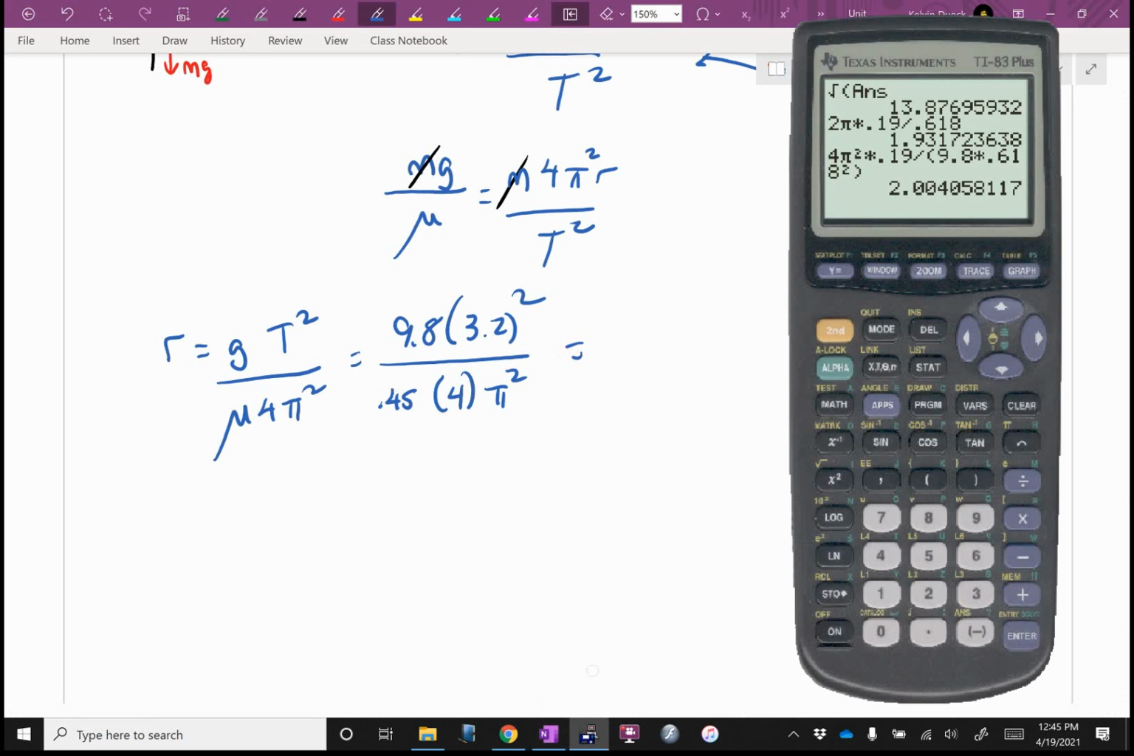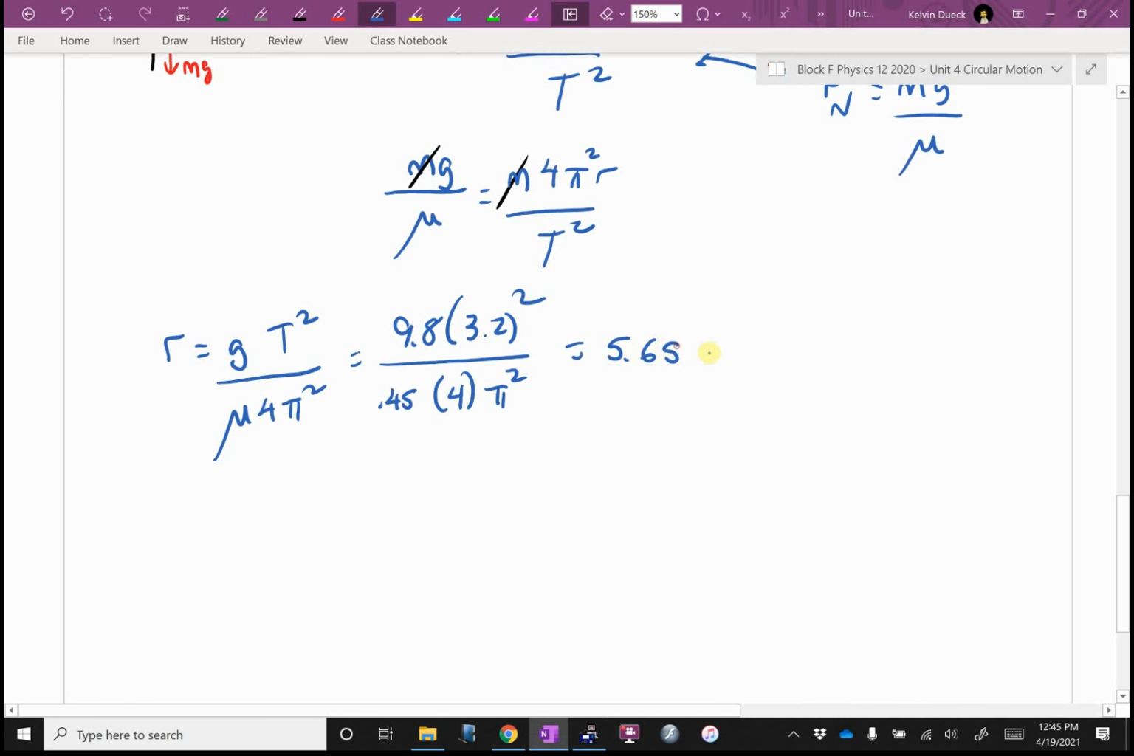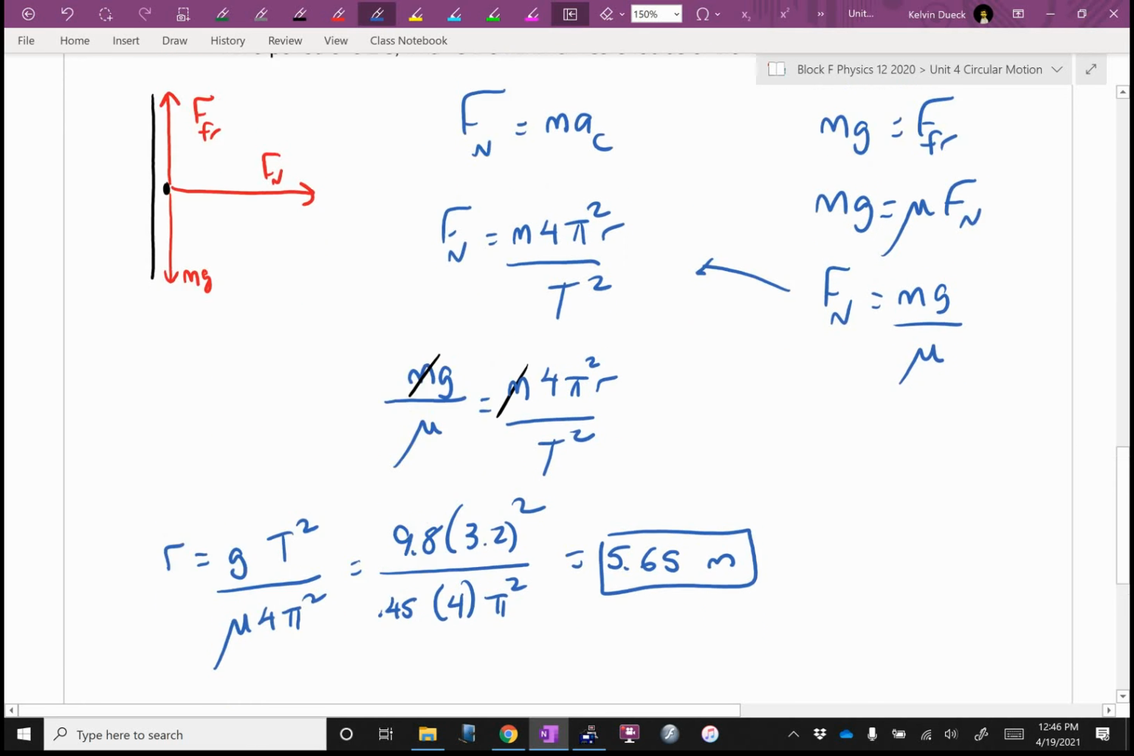No idea what the answer is here. 9.8 times 3.2 squared divided by bracket 0.45 times 4 times pi squared. What was that? Oh, I thought I didn't make a mistake yet. Did you get 5.65 meters? If you got that, 7 out of 7.